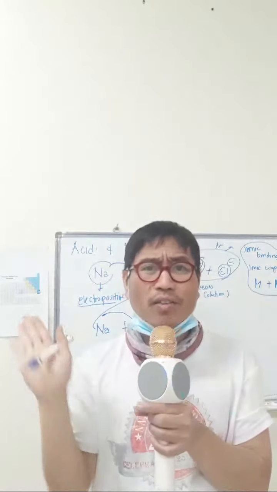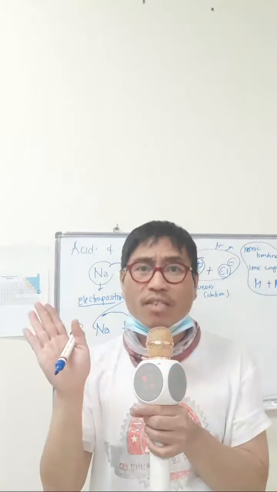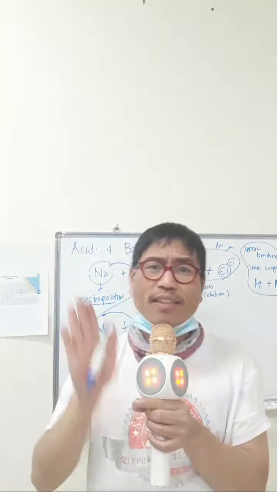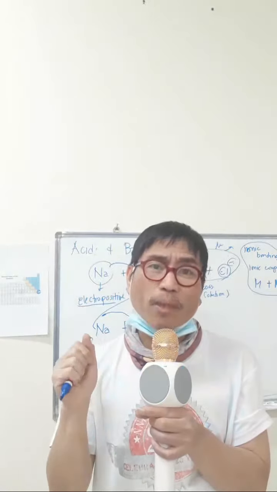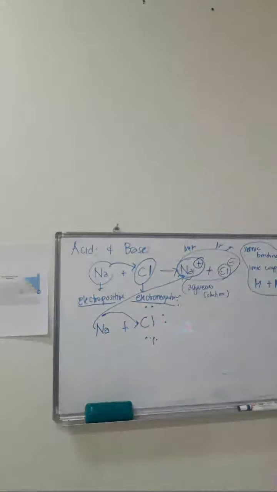Now, if there is no non-metal, it will never be an ionic compound. That is a covalent compound or a molecular compound. Something like that. But the point is very clear, right? Any questions so far for this discussion?